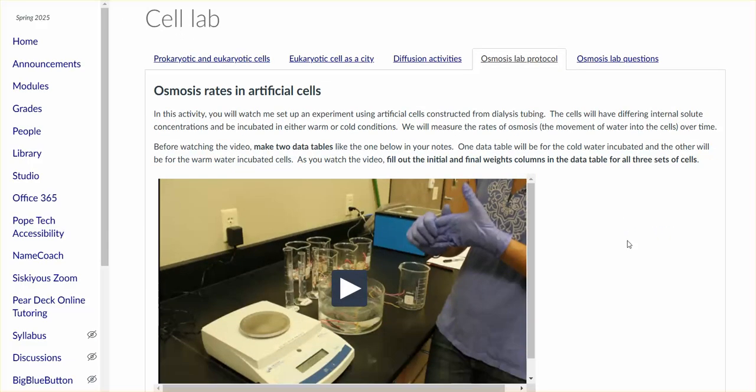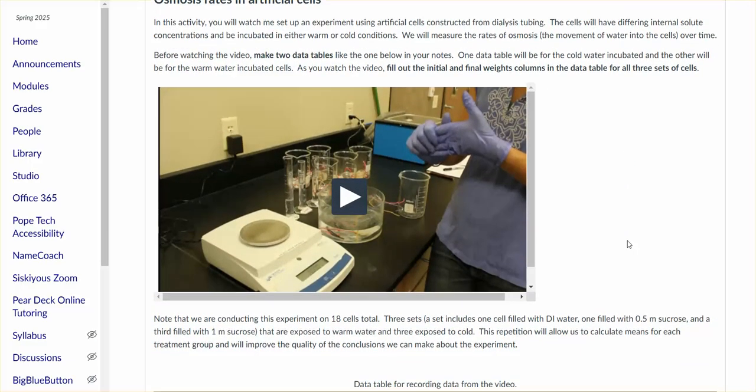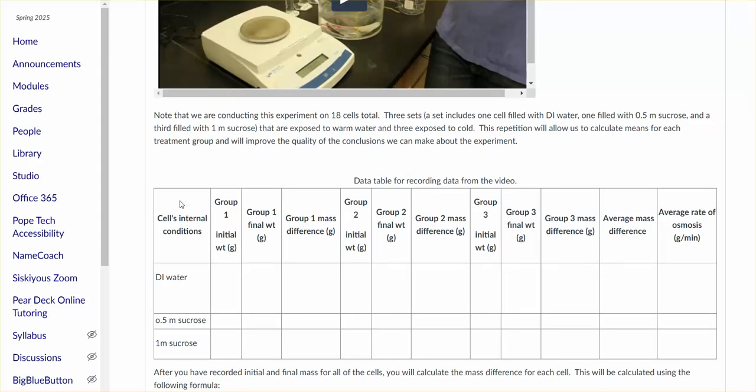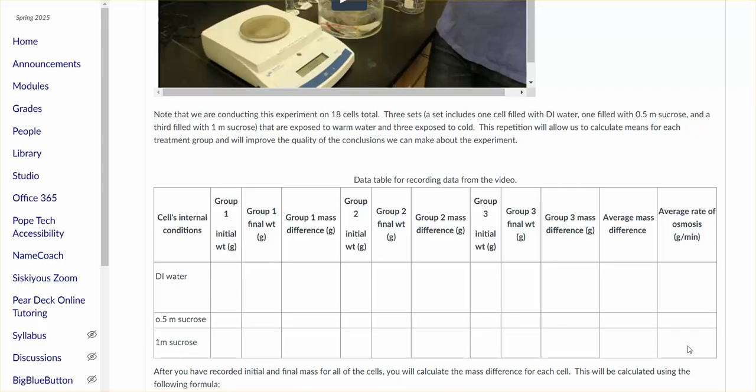And then finally, you're going to watch this video and fill out this data table and then one that's just like it, but we're going to run this experiment in cold and warm water. So this would be for one of those treatments. So you'll have to actually make two data tables like this in your notes, label one of them warm, one of them cold, and then fill them out as you watch the video.